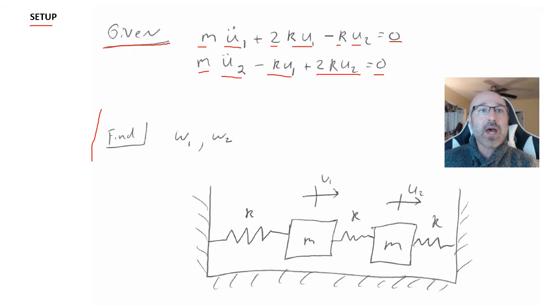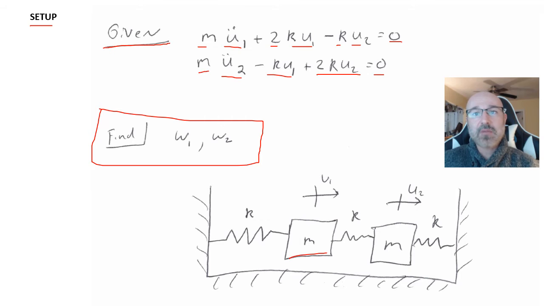And they ask us to find our omega 1 and our omega 2. I simply come down here and redraw a simplified version of my given diagram. I have my first mass here, my second mass over here. I have all three springs right here, k, k, and k for my spring constant values. For the first mass, the displacement is u1, and for my second mass, the displacement is u2.